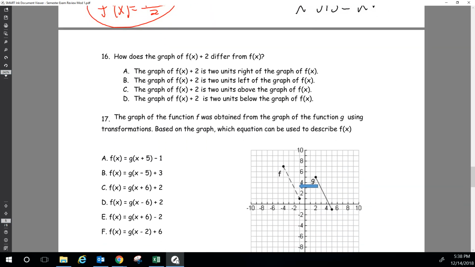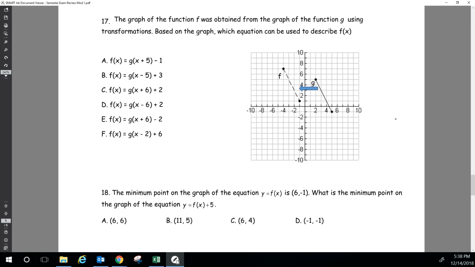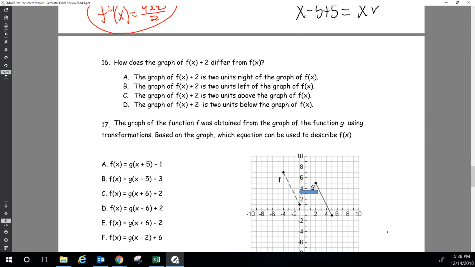All right, let's see if we can't get one more done before the next video. 52. All right, how does f of x plus 2 differ from f of x? So this is a transformation question. The 2 outside of the parentheses in the back is a vertical shift. And since it's a vertical shift, it does exactly what it says. It says plus 2, so it's going to go up 2 units. So the graph of f of x plus 2 is 2 units above the graph of f of x.